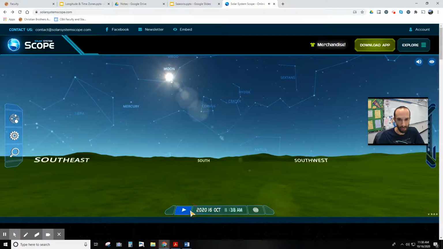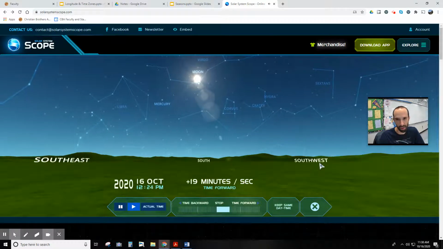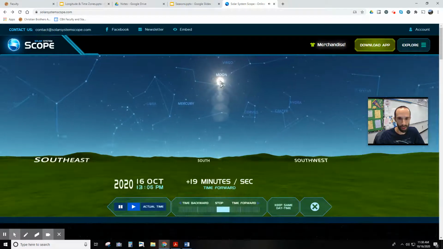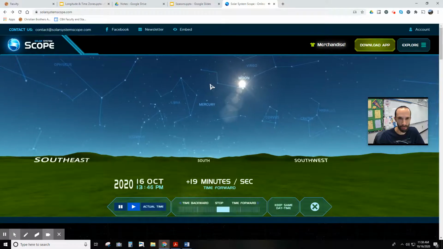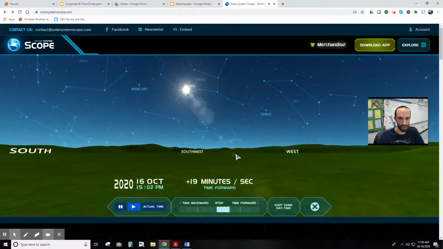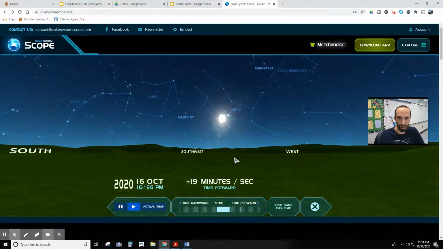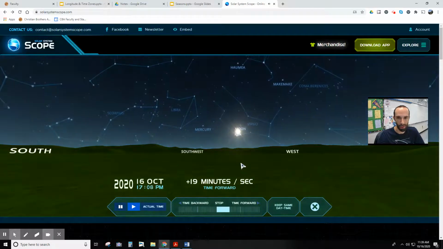If I fast forward time, you can watch the sun go across the sky as well as all the other stars. It's getting up to an angle above the horizon, probably around 40 degrees, and then it's going to set over here in the western sky. It's going to be more to the southwest because we're heading more towards December now. We're getting closer to the winter solstice.